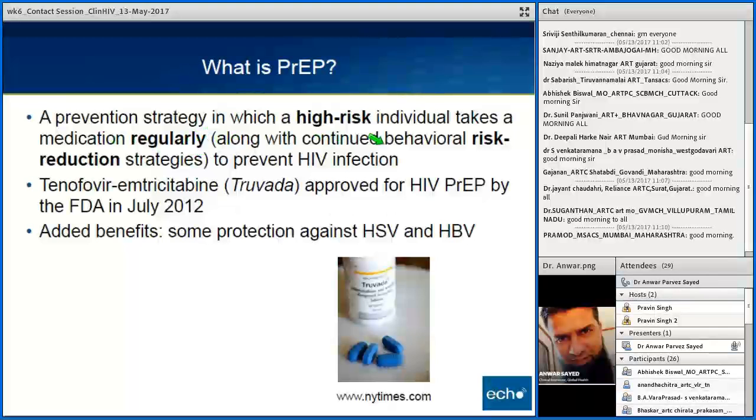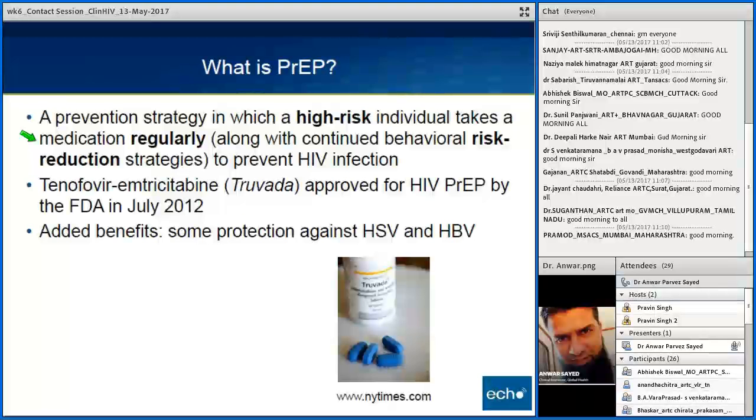What this regularly means, we'll discuss in future slides, along with the continued behavior risk reduction strategies. So this is not a standalone strategy. Pre-exposure prophylaxis is not a standalone strategy that is given to everyone and anyone. First, it is given to a person who is at high risk of HIV. Number two, the person has to take medicines regularly.